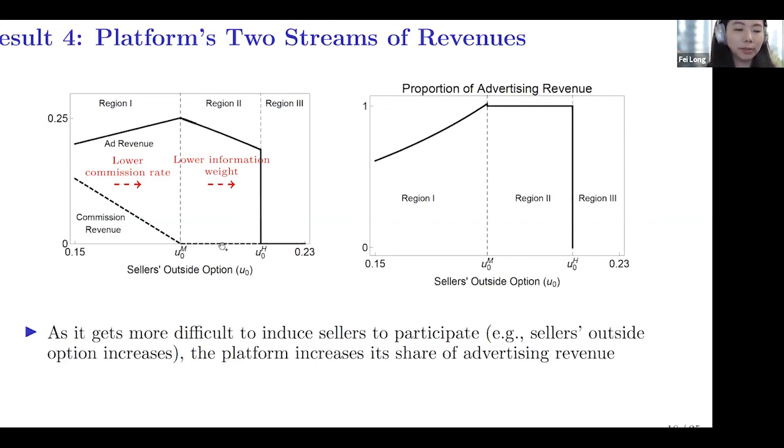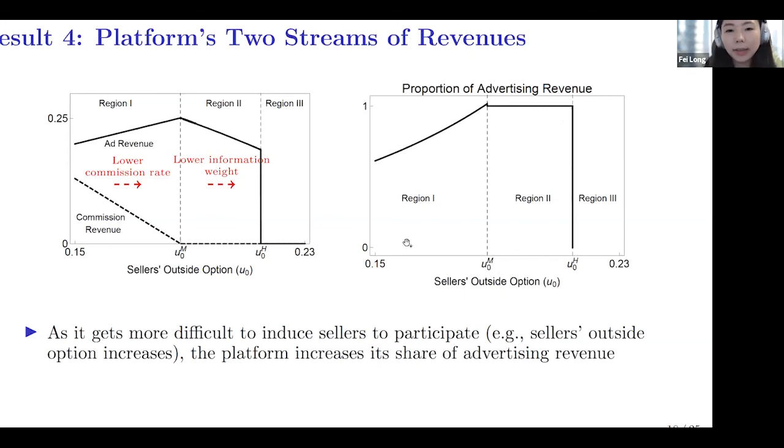There's no more to do there. Advertising revenue starts to drop because the information weight starts to reduce. But again, there's no commission rate. Even though you're earning less from advertising, you're entirely dependent on advertising here.